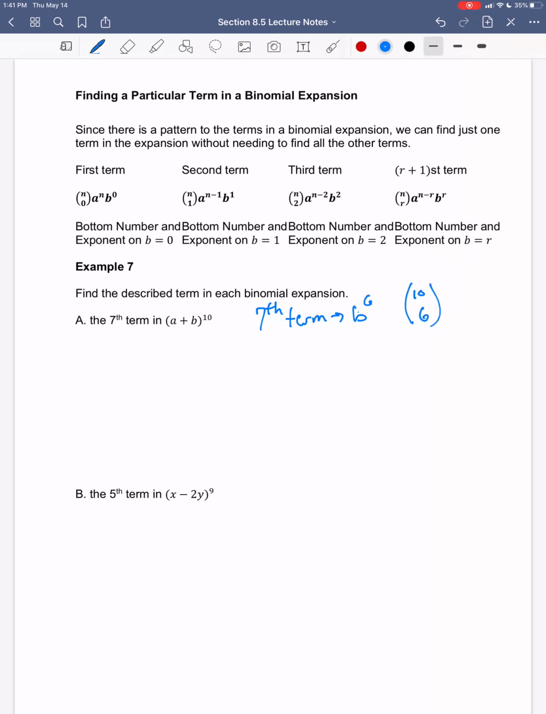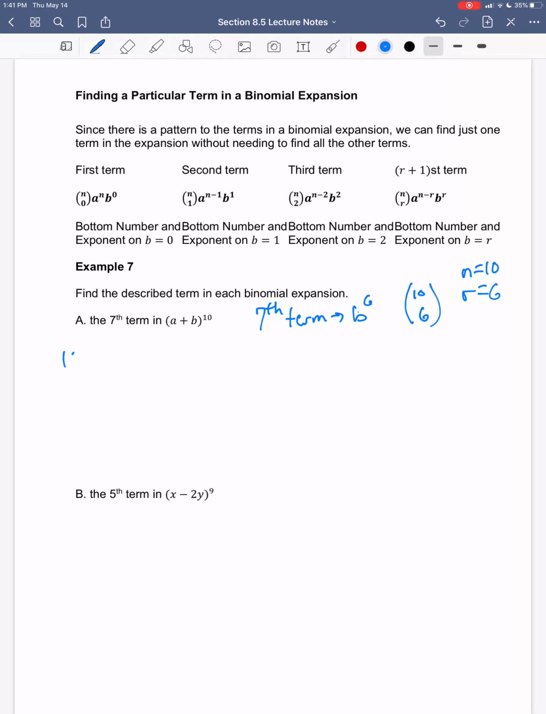and I'm also going to have 10 choose 6. Right. So my n here is 10, and my r is going to be 6, because, again, up here, my r is what's in the bottom, and that always agrees with the exponent on b, which is always 1 less than the number of the term. So the 7th term is going to be b to the 6th, so r has to be 6. I've got n is 10. So I'm going to have to figure out what 10 choose 6 is.